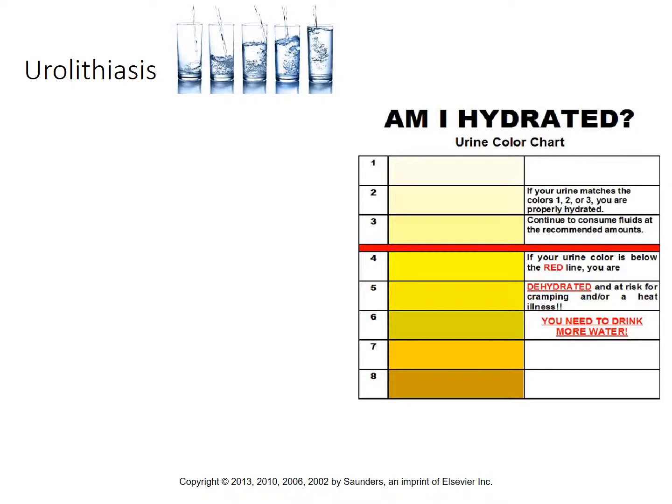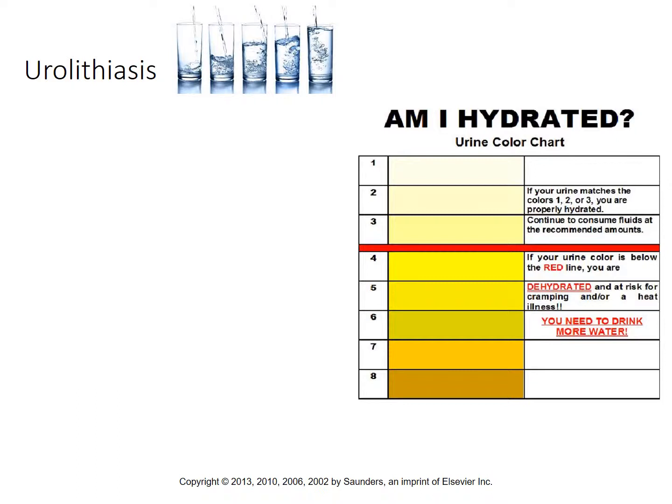Urolithiasis. Now let's take a look at the chart on the right. For your very last pee, now be honest, were you at 1, 2, 3, or 4, 5, 6, 7, and 8? What color was your pee? So if you were 1, 2, or 3, you were properly hydrated. Continue to consume fluids at the recommended amounts.